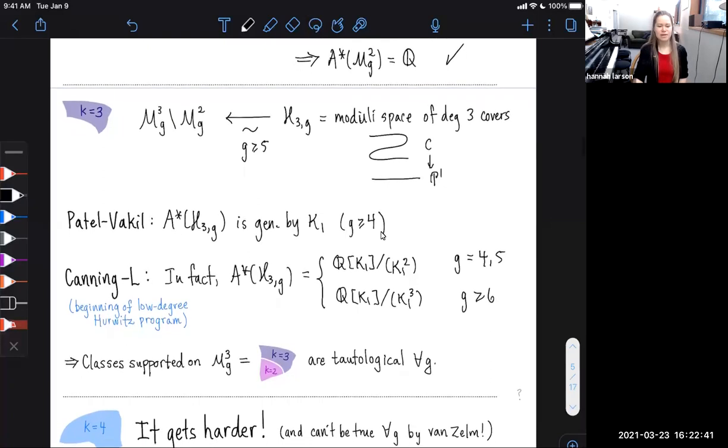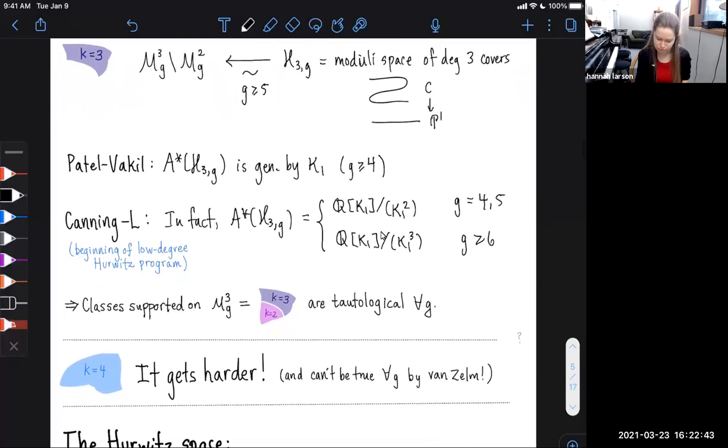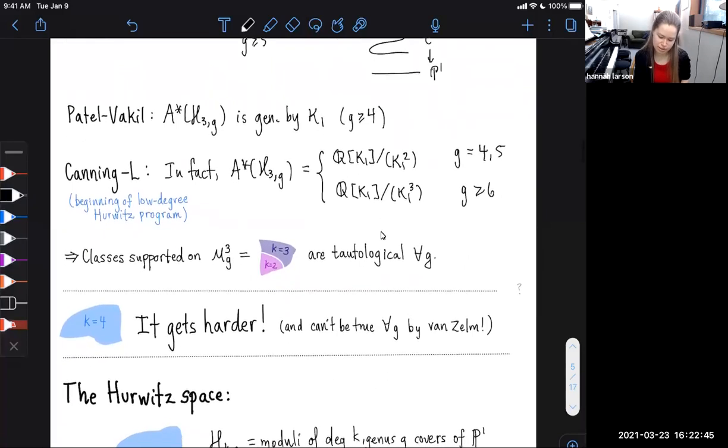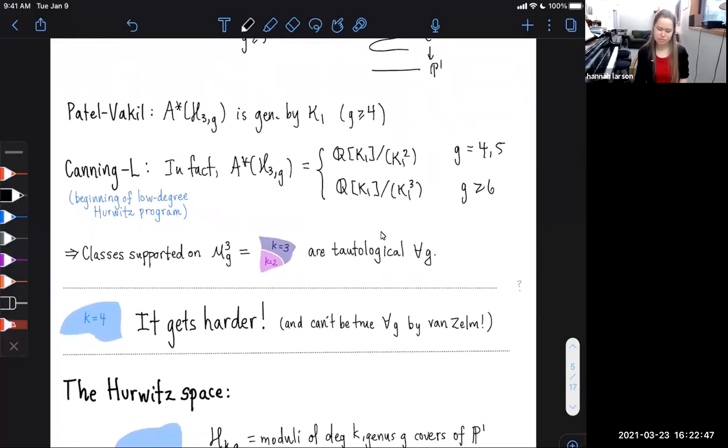All right, so if we try to make this work for higher degree covers, this gets harder. And in fact, there can't be a neat argument like the one we gave here that holds for all G, because that would contradict von Zelm's result about the bielliptic locus in genus 12.